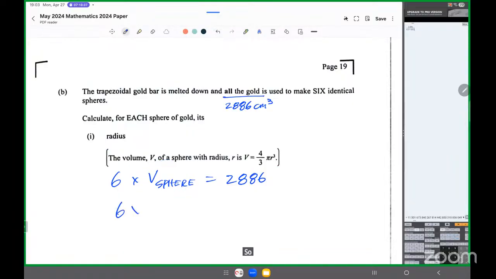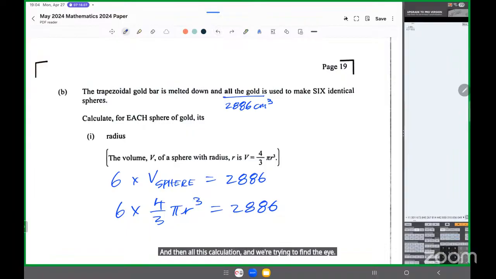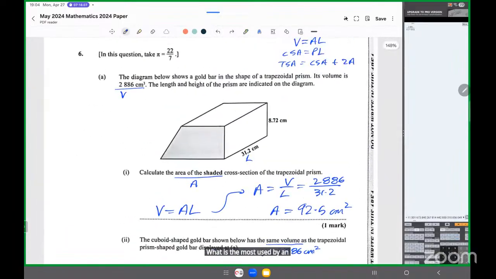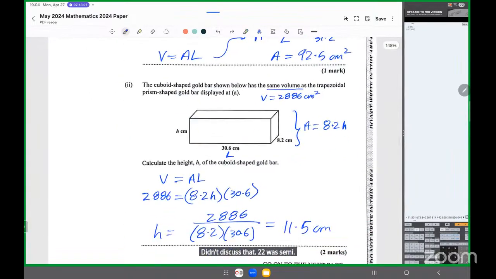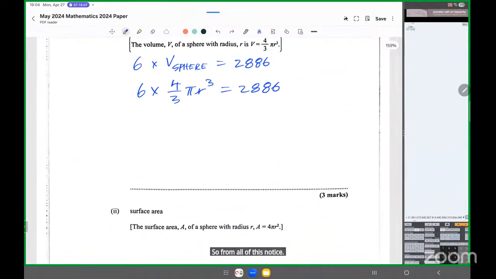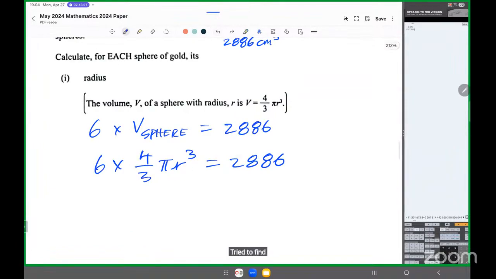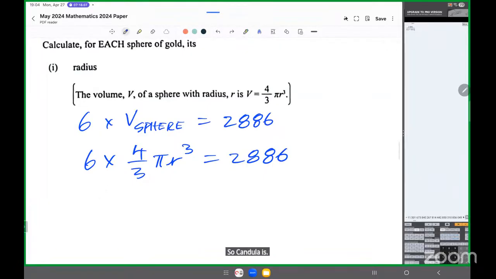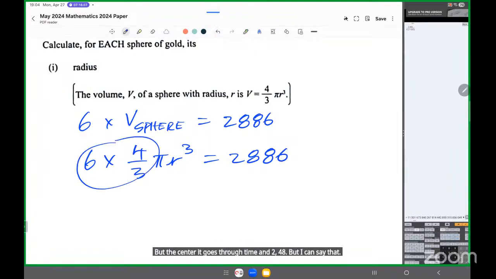So we're going to write 6 times the volume of a sphere, 4/3 pi r cubed, is equal to 2886. In all this calculation, we're trying to find the r. We must use pi as 22/7 in this question. So we can do it like this. This 6 times 4/3 becomes 8, because the 3 goes into 6 two times and 2 times 4 is 8.